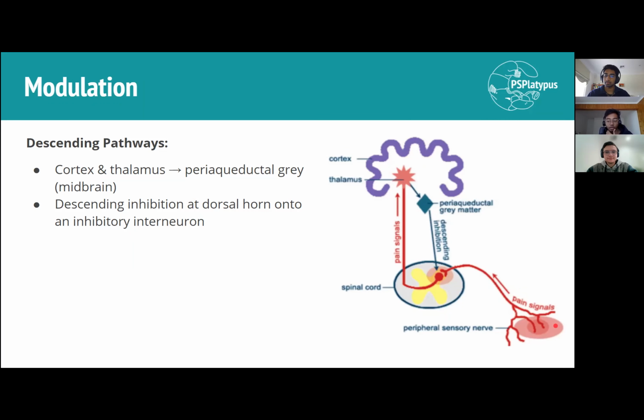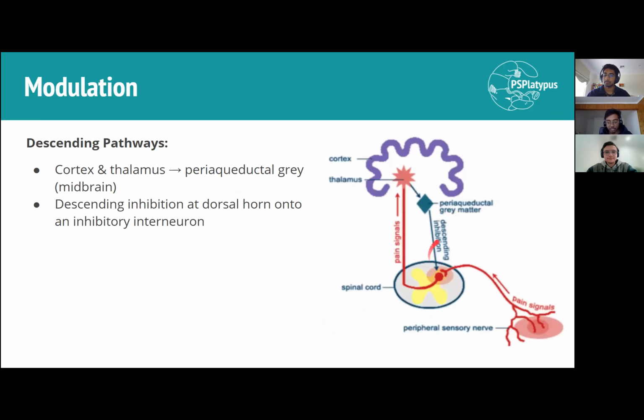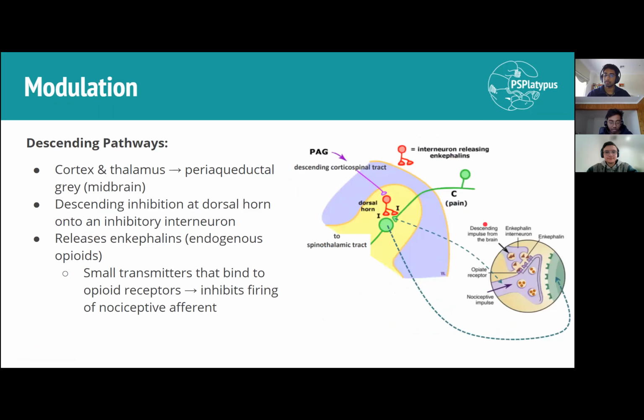If you remember, the dorsal horn is where the first order and second order neurons interact, right? So it sends descending inhibition onto another inhibitory interneuron, kind of like what we saw in gate control theory. And here's a better diagram to illustrate it. We have PAG, descending corticospinal tract, onto this little red structure here, which is the interneuron releasing enkephalins. Enkephalins are essentially endogenous opioids.